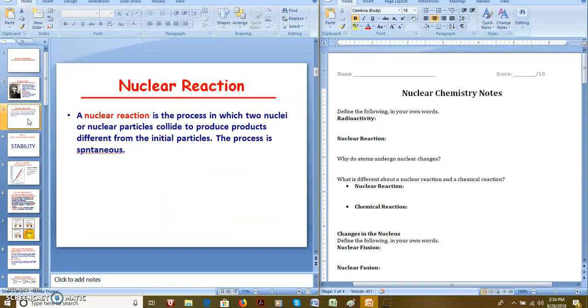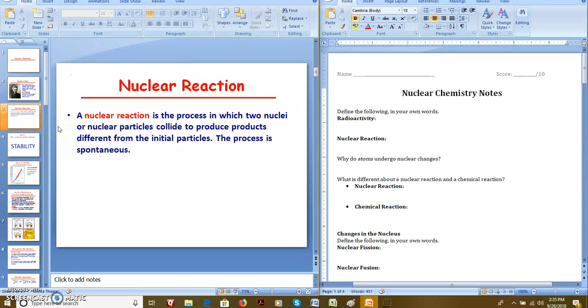Alright, a nuclear reaction is a reaction that deals with the nucleus and is spontaneous. So, whenever we talk about a chemical reaction versus a nuclear reaction, a chemical reaction involves the electrons on the outside of the atom. A nuclear reaction involves the nucleus, protons, neutrons, inside. And that is the entire definition of a nuclear reaction.